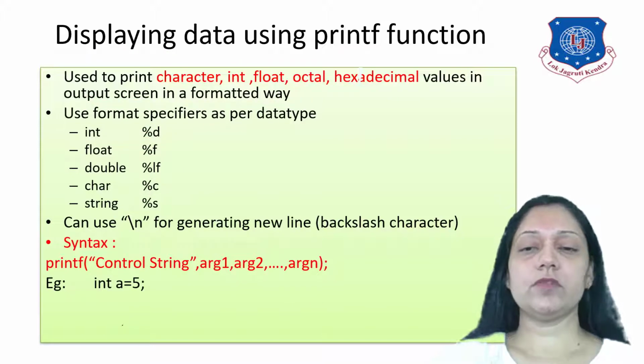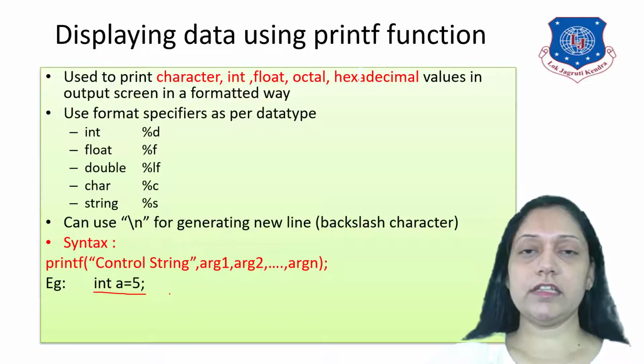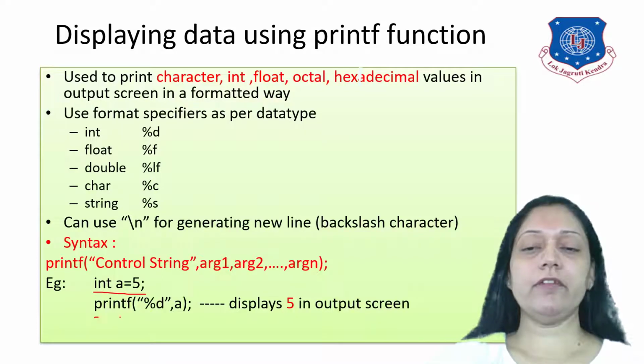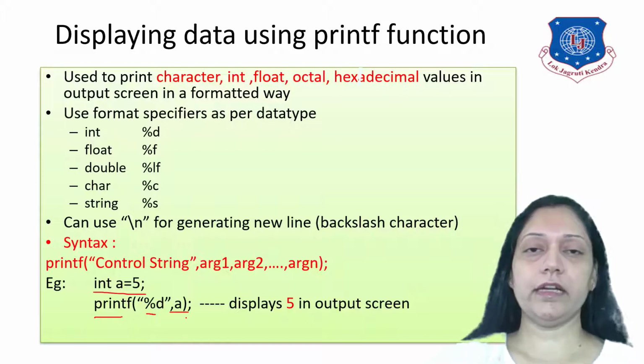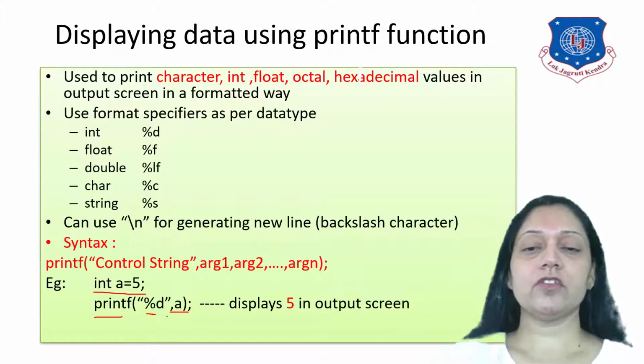So let's understand this with an example. Suppose I have an integer variable a whose value is initially 5. I want to display the value of a on the monitor. I'll be using the printf statement. So printf, in brackets, you will have two parts: one is the control string and another is the argument list. Right now I want to display only one value, that is a. So in the argument list I will only have a.